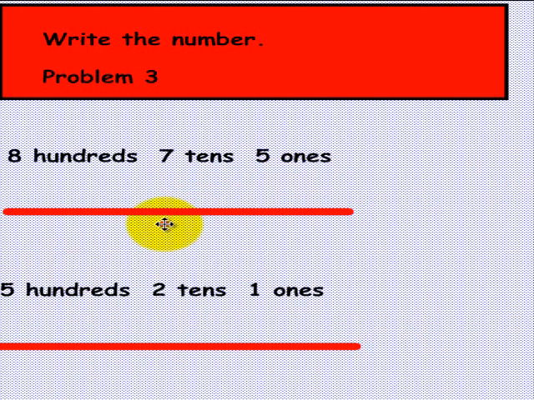Okay, let's see what we have. You should have written 875. And for 5 hundreds and 2 tens and a 1, you should have written 521. If your answers match ours, that is superior. If you would please, have another student come up to the smartboard while you erase these answers. Thank you.